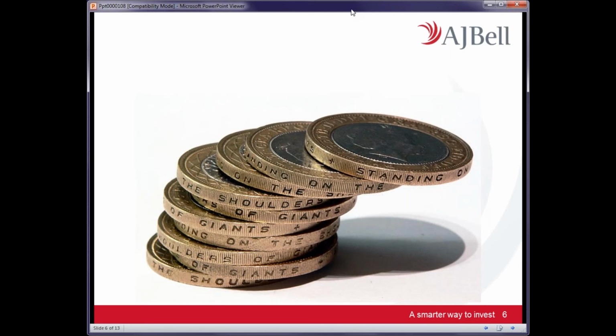Now, back in the 17th century, the consequences of clipping the coin were that it created high inflation, and it led to a devaluation of the currency.